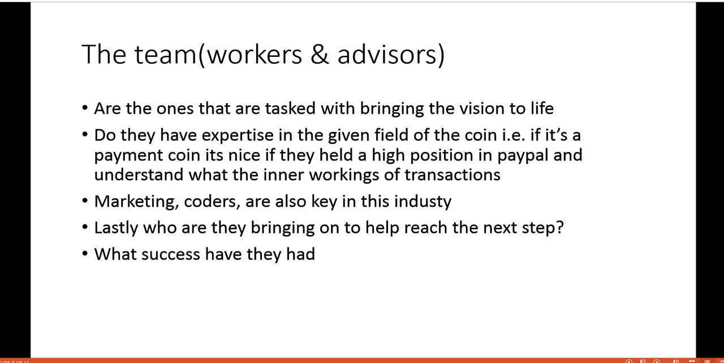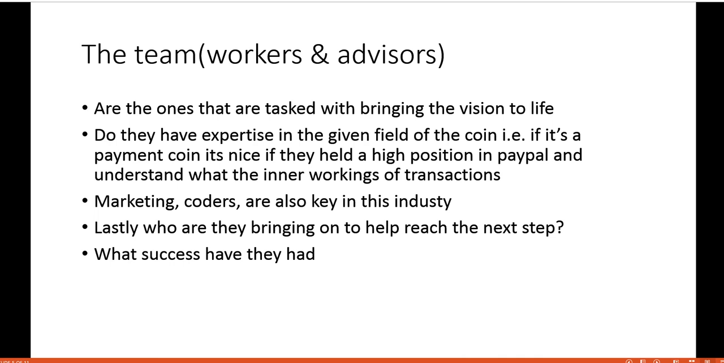The second one, the team, right? The workers and advisors. The team does count as the advisors too, guys. It's people that are giving them advice, and people that are actually working on the project. They're the ones tasked with bringing the vision to life. Are they doing their job correctly?